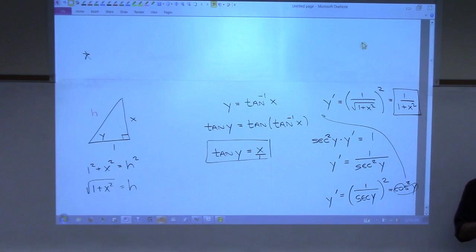I have a question. Yes? Could you have avoided a few steps if you would have changed secant squared y to 1 plus tangent squared y, and then looked at your triangle? Yes, you could have.